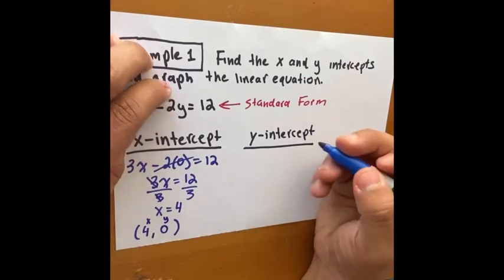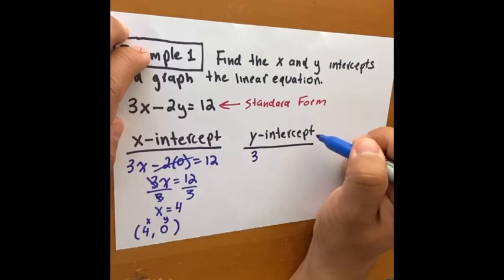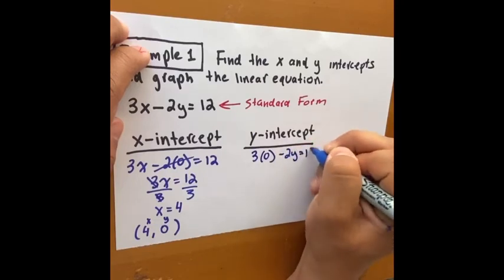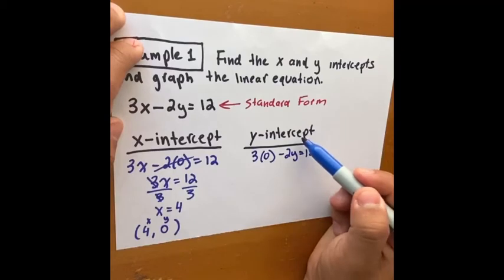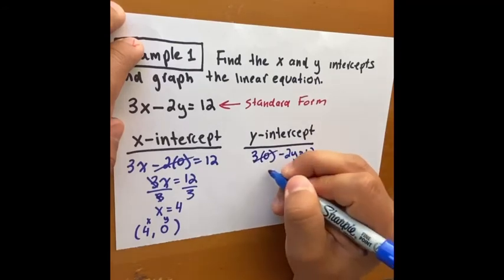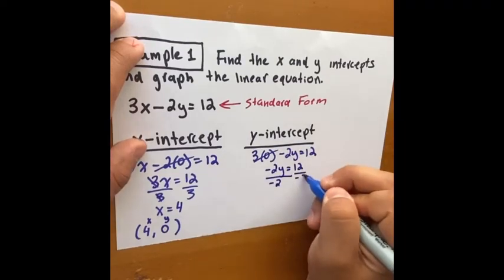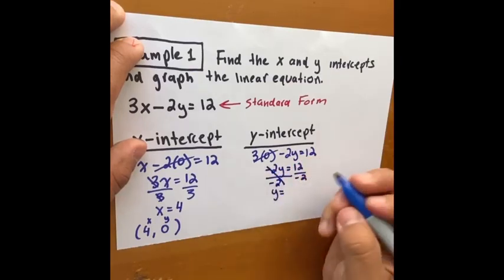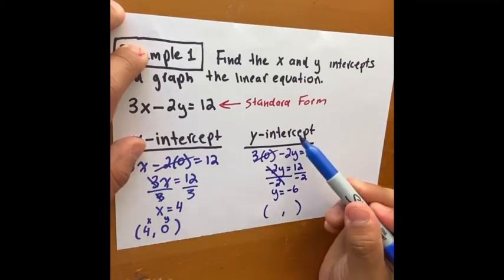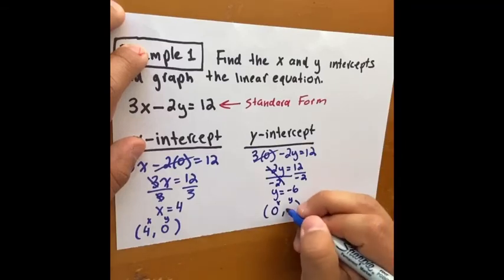Next up, we want to find our y-intercept. So we're going to have the equation 3x minus 2y equals 12, but we're going to plug in 0 for x. So it's going to be 3 times 0 minus 2y equals 12. The reason I'm doing this is because all y-intercepts have an x value of 0. 3 times 0 is 0, so that cancels out, and we're left with negative 2y equals 12. We want to get the y value by itself, so we're going to divide each side by negative 2. That cancels out, and we get y is equal to negative 6. When I write this as a coordinate point, all y-intercepts have an x value of 0, so my x-coordinate is going to be 0, and my y-coordinate is going to be negative 6.